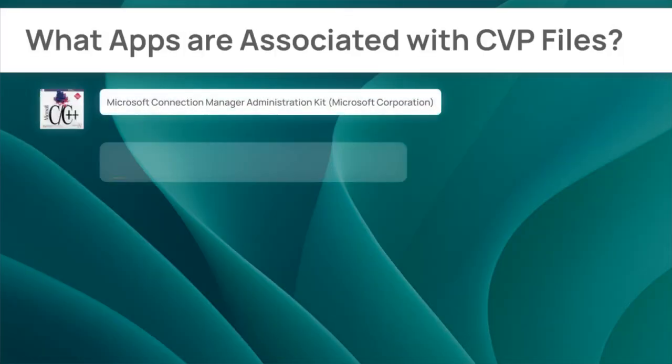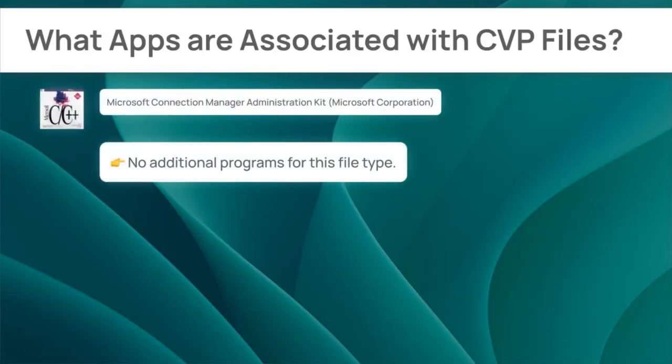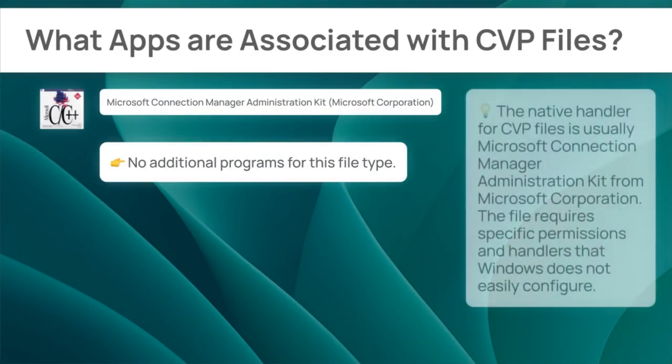For reliable opening, Microsoft Connection Manager Administration Kit by Microsoft Corporation offers the best solution for CVP. The file requires specific permissions and handlers that Windows does not easily configure. Windows can display config data, though correct use depends heavily on understanding the format.